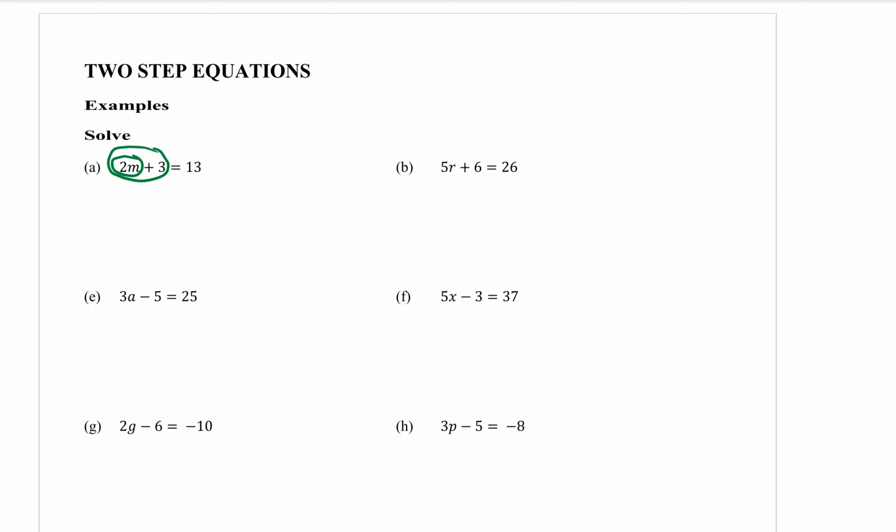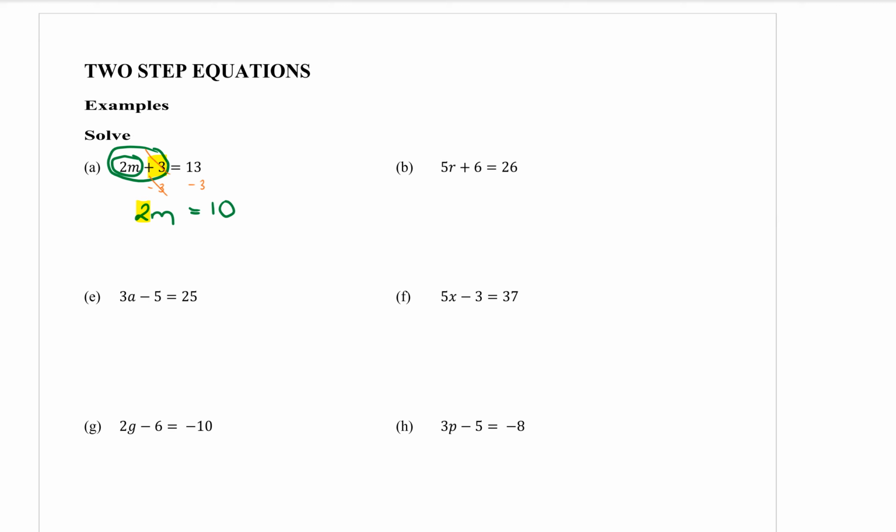So the plus 3 is on that outer layer. The opposite of plusing 3 is to minus 3. Cancel it off on the left-hand side. Then we write down what is left over. On the left side, I still have the 2 and the m. On the right side, 13 take away 3 is 10. That's one step. Here comes the second step, where now I want to get rid of the 2.